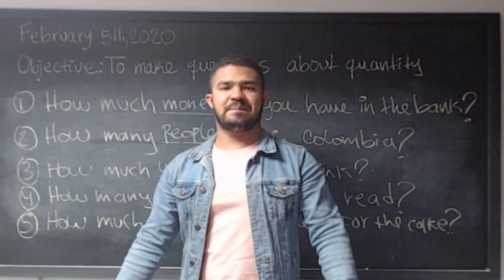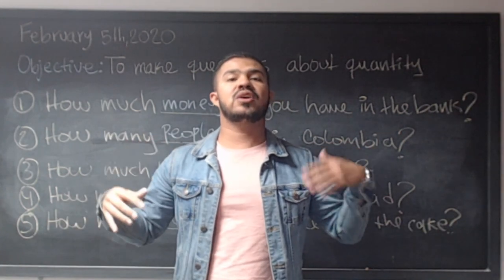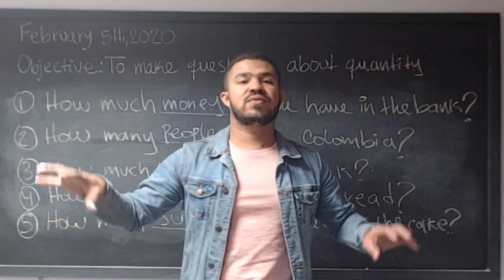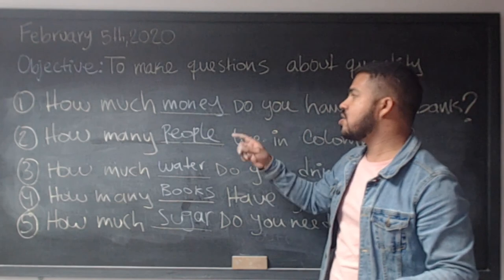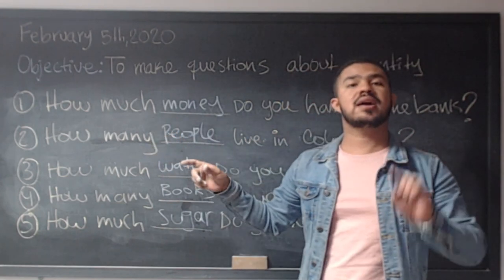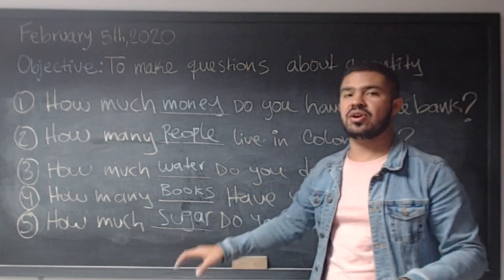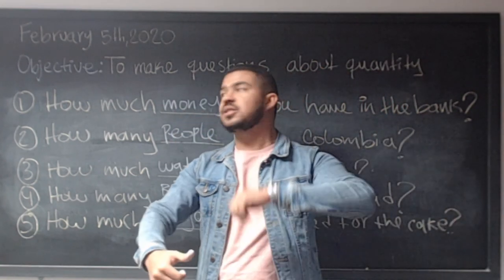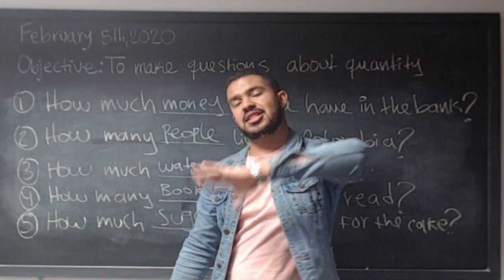So that was the class about, remember, you learned how to make questions about quantity. So you use how many for countable nouns such as people, and then you use how much for uncountable nouns like money, water, and sugar, okay? So thank you guys for your participation. See you tomorrow, okay? And that's it, bye bye.